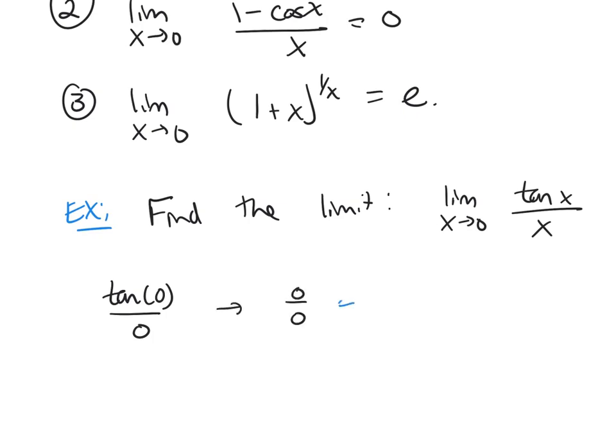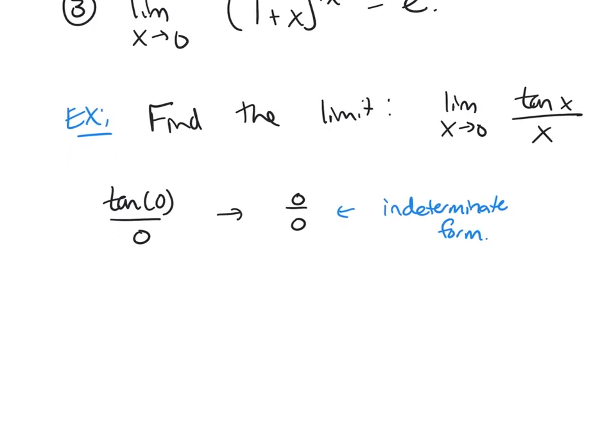This is called an indeterminate form, because from this form, we can't tell what the limit is. We can't determine what the limit would be. So we're going to have to think about this one a little bit differently. We can't just use direct substitution here.